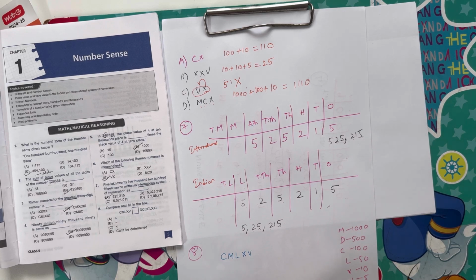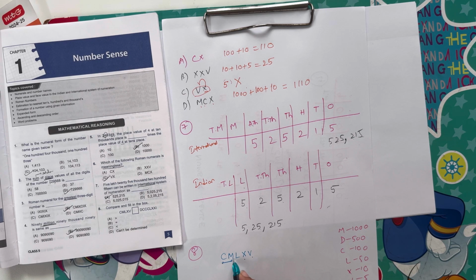CMLXV. C is first here, a small number, then the greater number. So what you need to do: M is 1000, C is 100. First let us write this. Here, first one, then L is 50, X is 10, and V is 5.